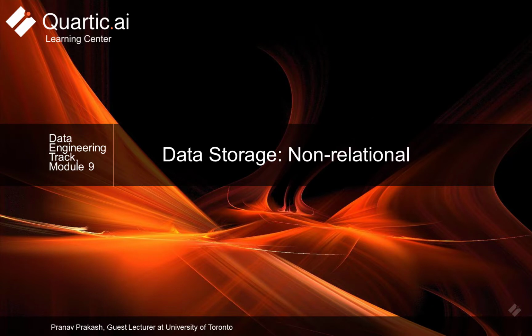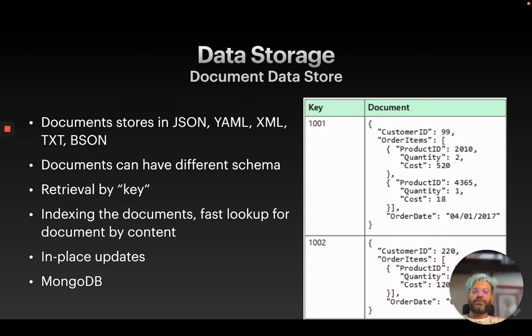Hi, let's look at the various kinds of non-relational data stores that we have. The first one in our context is a document data store. As the name suggests, a document data store simply stores a document corresponding to a particular key. This document can be in any format. It can be JSON, YAML, XML, text, or binary JSON.